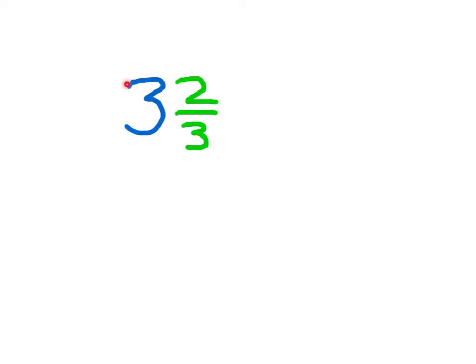Now we know how to read whole numbers. We read this 3. So when we read our mixed number, this is a mixed number with a whole part and a fractional part. This mixed number is 3 and 2/3. Say it with me. 3 and 2/3.